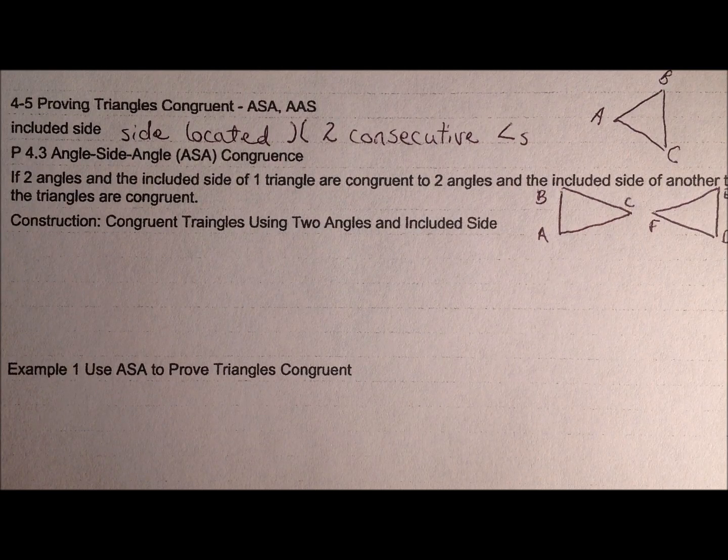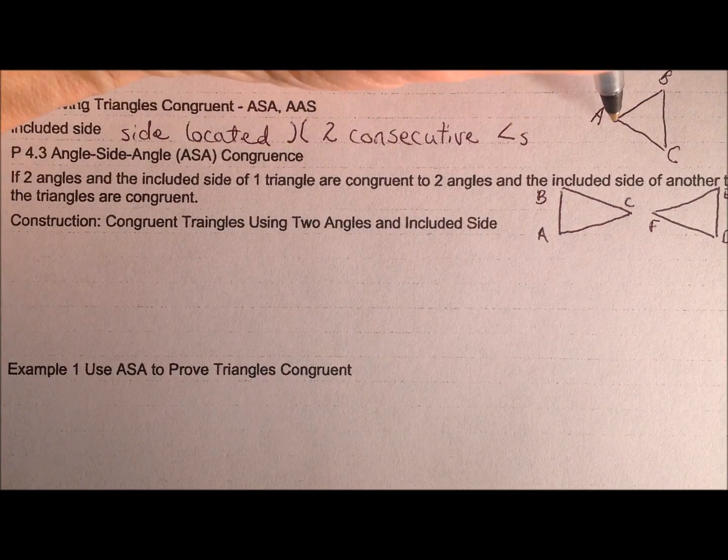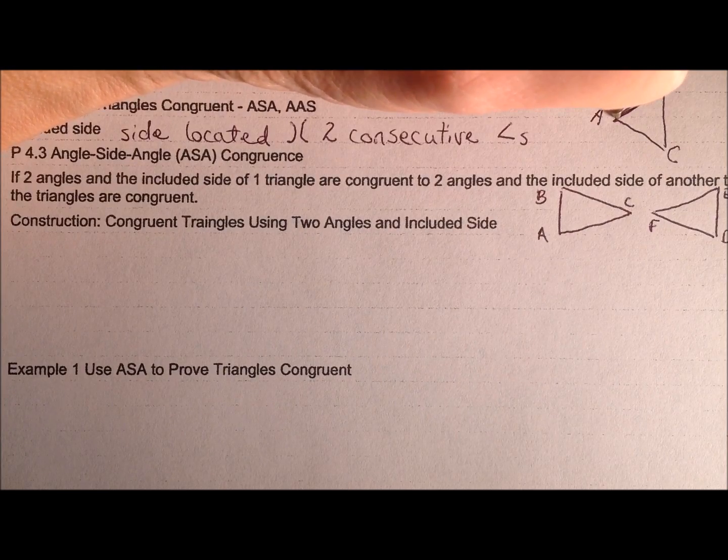This is section 4.5. Today we're going to be looking at proving triangles congruent using angle side angle, ASA, or angle angle side, AAS. The first bit of terminology we need to talk about is included side. This is the side located between two consecutive angles. So if we have consecutive angles A and B, the included side is segment AB.